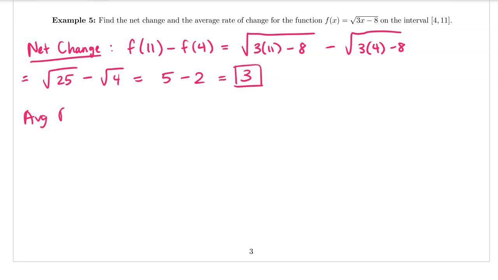Now let's move on to the average rate of change. We're going to have the net change, which we just calculated to be 3, over b minus a. So that's going to be 11 minus 4, which is going to be 3 over 7. And that's our final answer.